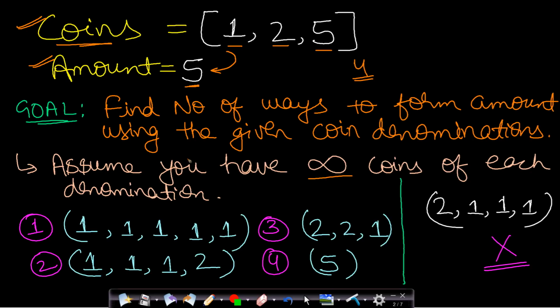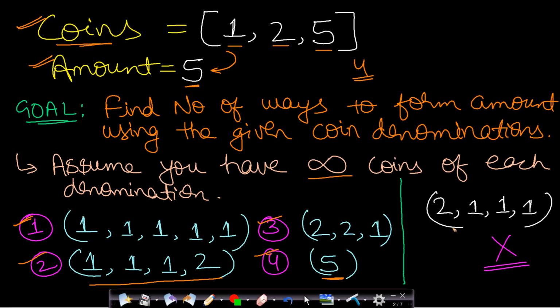So these combinations I have already written. Either you use all ones, or you use 3 ones and 1 two, or you use 2 twos and 1 one. Otherwise you can just use a single 5 coin. So these are the only 4 combinations. Now in this case, the ordering will not matter. These combinations are basically representing a set.